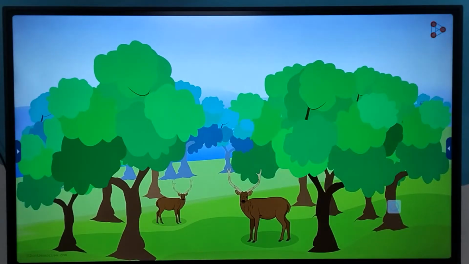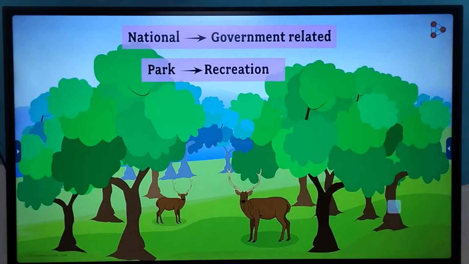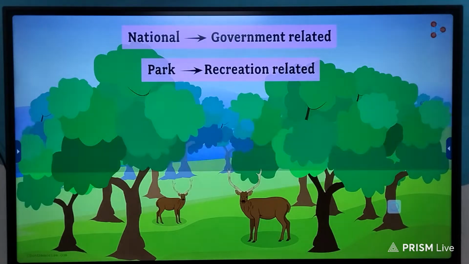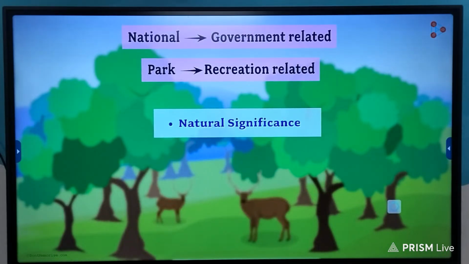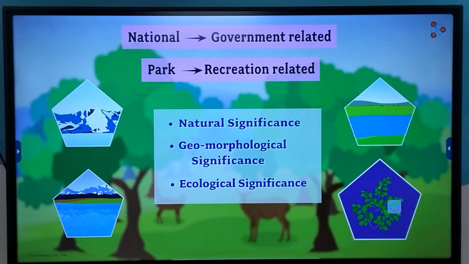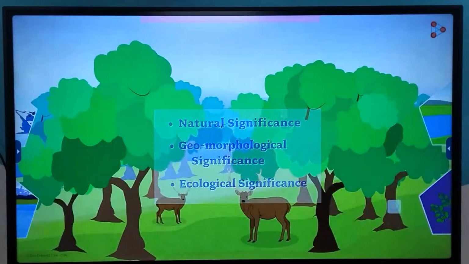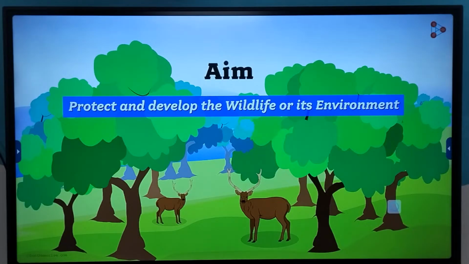Firstly, national parks. What does the very term hint at? National would mean involvement of the government authorities and park would mean some amount of recreation. Precisely what these are. National parks are areas that have interesting and rich flora and fauna. They also have a lot of natural, geomorphological, and ecological significance. By this we mean huge mountains, lakes, rivers, medicinal trees, and many more factors. This park area is marked by the government. What is its main aim? It is to protect and develop the wildlife or its environment.